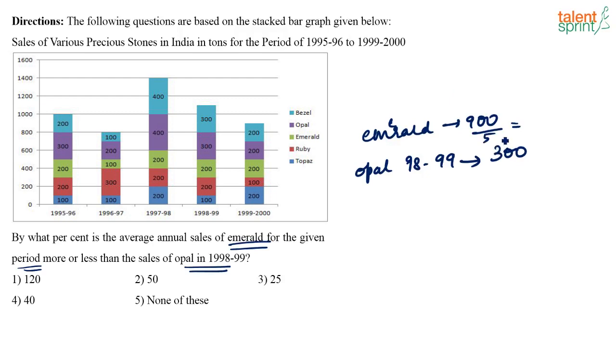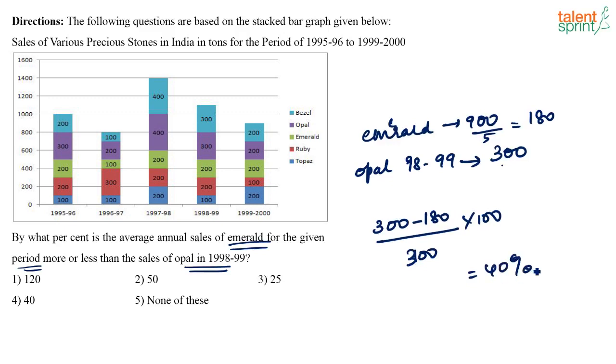Emerald, what will be the average of emerald? 900 divided by 5. Now you have to find out by what percentage is the average annual sales of emerald more or less than that of opal. So 900 by 5 is 180. This is 300, this is 180. So emerald is how, by what percentage? 300 minus 180 divided by 300 into 100, right? That is nothing but 40%. You will get 120 by 300, which is nothing but 40%, right? Your answer will be option 4.